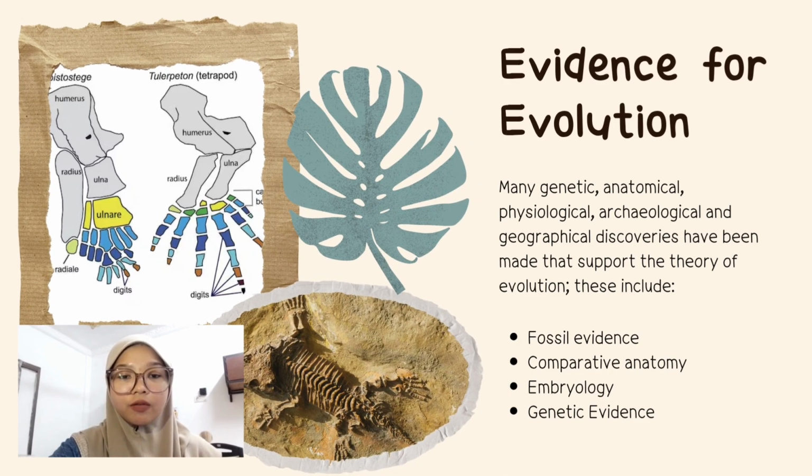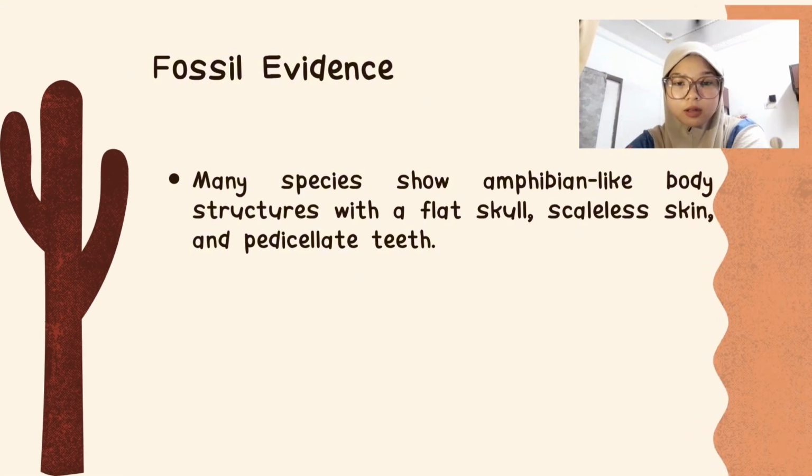Next, evidence for evolution. Many genetic, anatomical, physiological, archaeological, and geographical discoveries have been made that support the theory of evolution. These include fossil evidence, comparative anatomical evidence, embryological evidence, and genetic evidence. Next, fossil evidence. Many species show amphibian-like body structures with a flat skull, scaly skin, and pedicellate teeth.